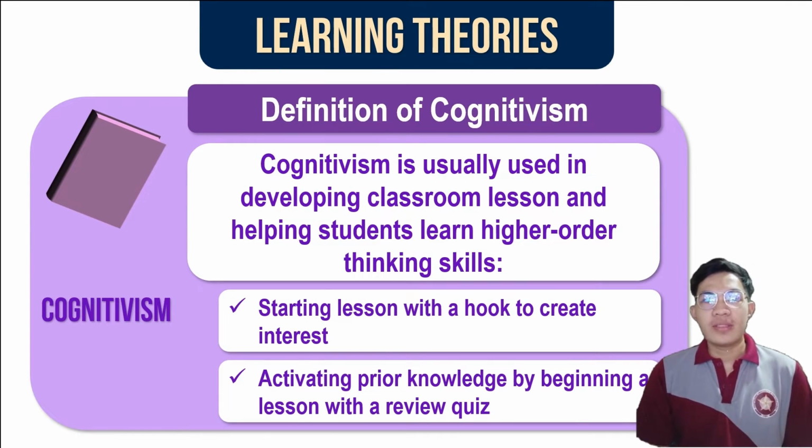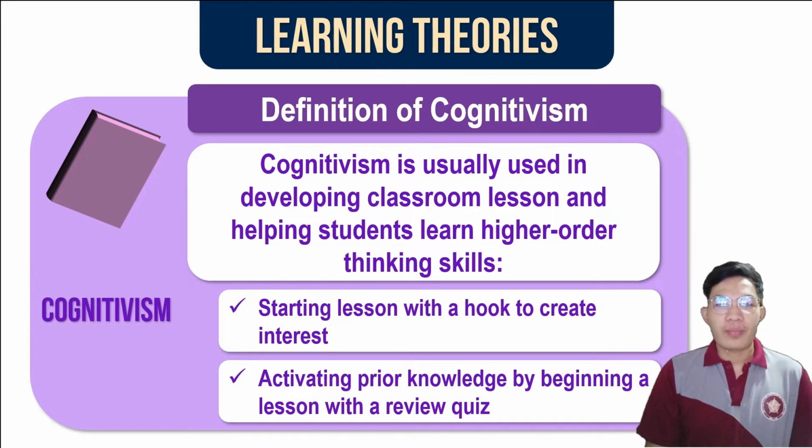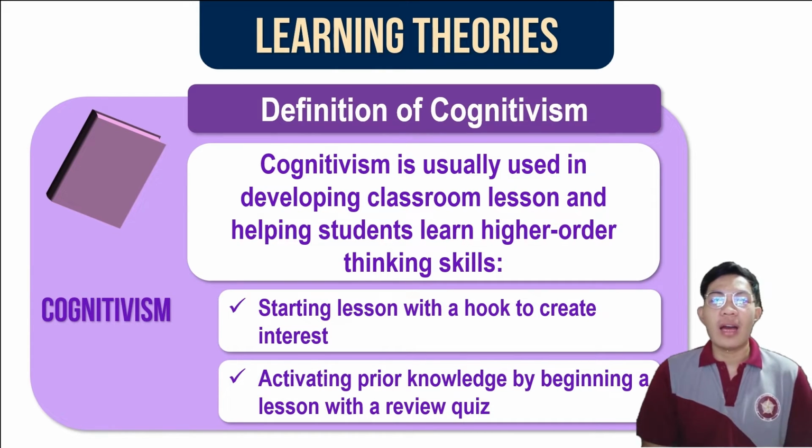So cognitivism is usually used in developing classroom lessons and helping students learn higher order thinking skills. These are the common examples of cognitivism that you can find in the classroom. Starting the lesson with a hook to create interest. This is basic in every classroom, because every teacher wants their students to be engaged in the lesson. They want to make the discussion engaging and add excitement to the learners.